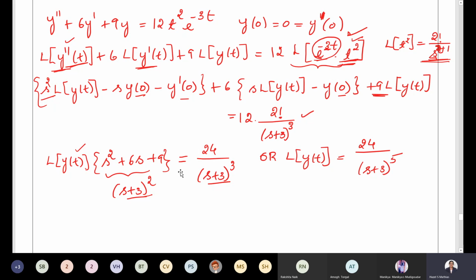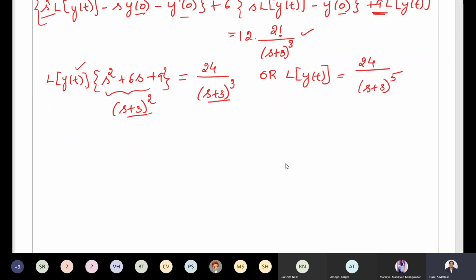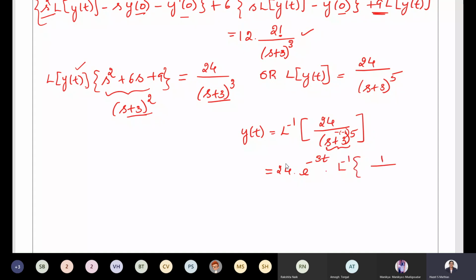I think you can find the inverse Laplace transform of this. What is y of t from this? y of t will be L inverse of 24 divided by s plus 3 power 5. Here you have s plus 3 in the denominator. So what you can do? 24 you can take outside. If you have s plus a power 5, you can take a outside. Here a will be minus 3. So it will become e power minus 3t into L inverse of 1 by s power 5. So that is nothing but 24 into e power minus 3t.